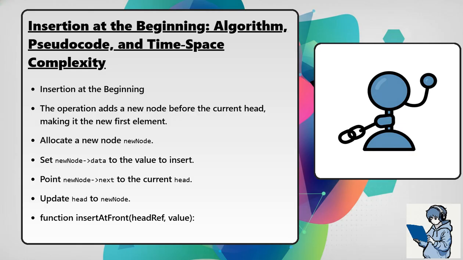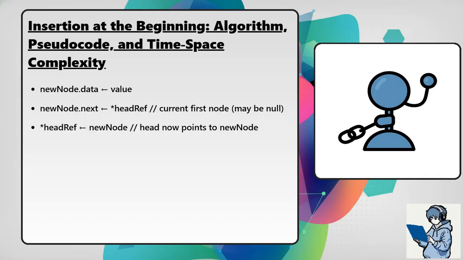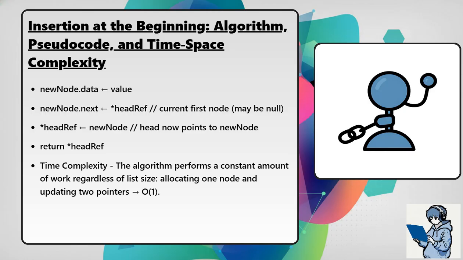Function insertAtFront(headRef, value): newNode gets allocateNode. newNode.data gets value. newNode.next gets dereferenced headRef, the current first node, which may be null. Dereferenced headRef gets newNode, so head now points to the new node. Return dereferenced headRef.